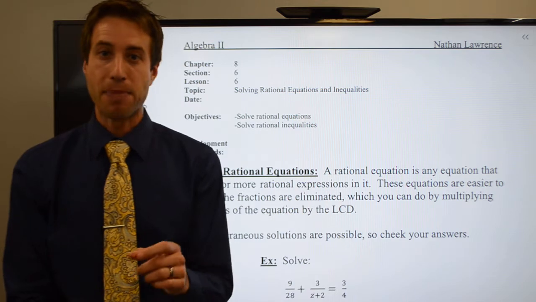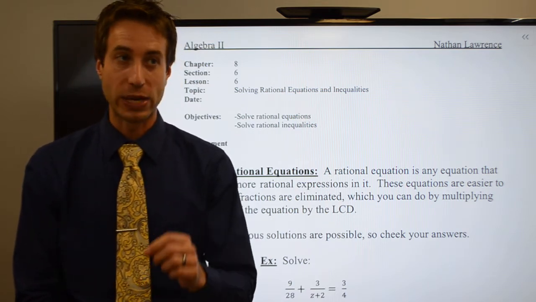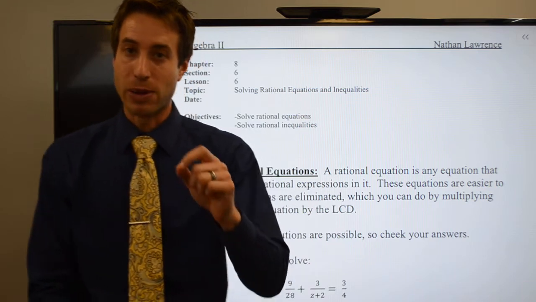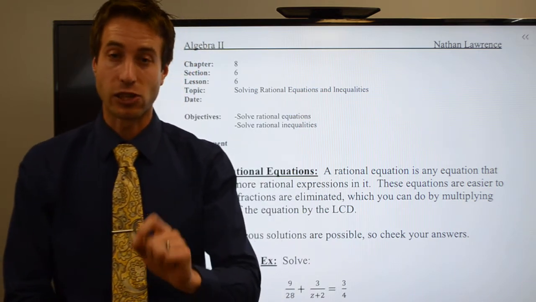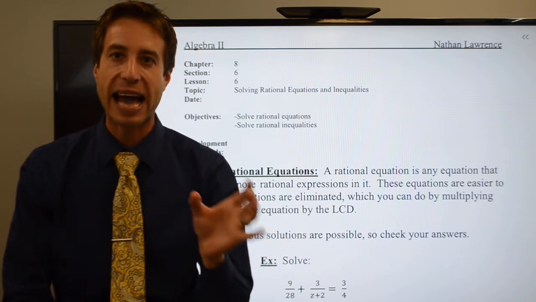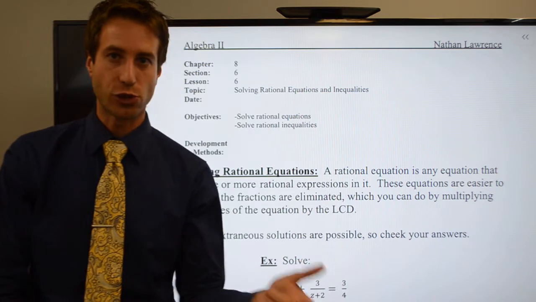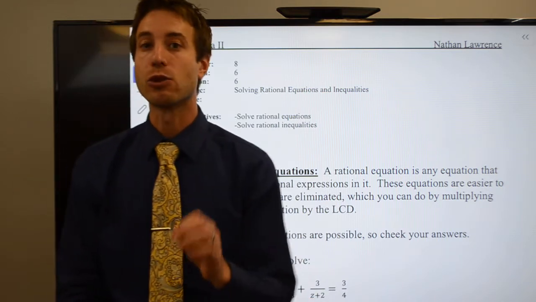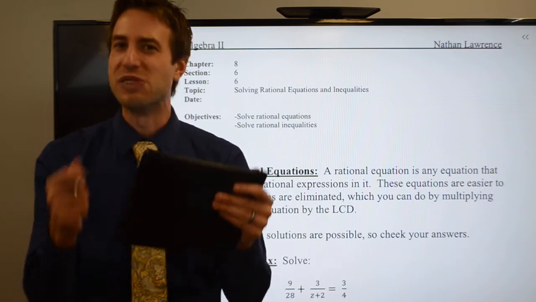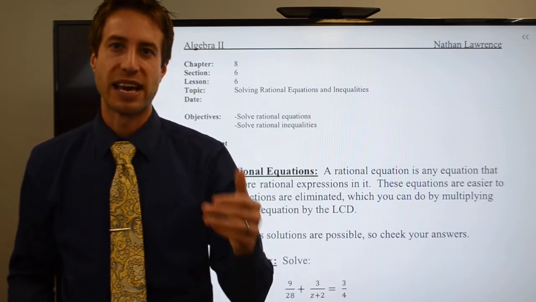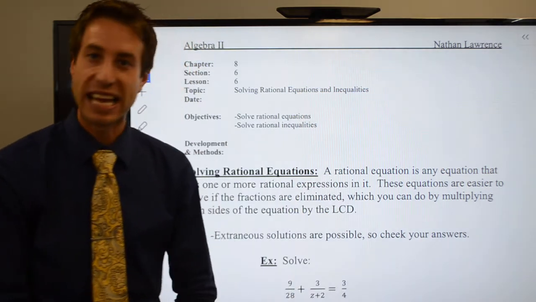In Chapter 8, Section 2, we did that by finding an LCM. We found the LCM and made it our common denominator, our least common denominator, and that allowed us to add and subtract rational expressions. We then moved on in Sections 3 and 4 to graphing those rational functions and looking at all the unique characteristics that their graphs can have. And now we come to the end of the chapter.